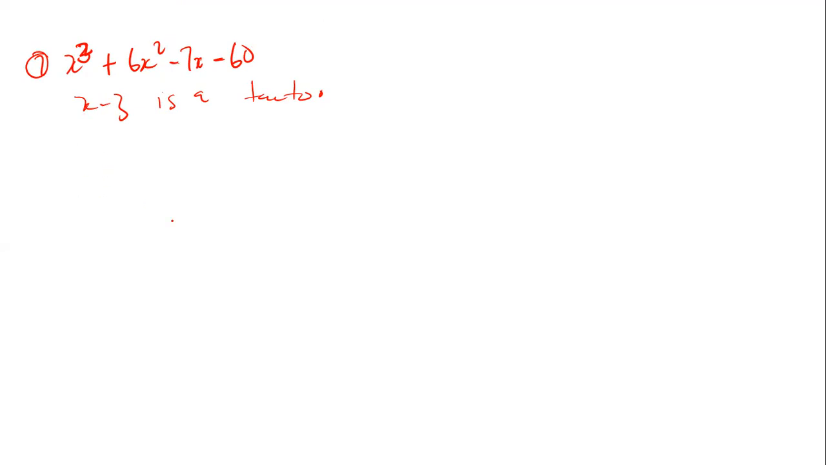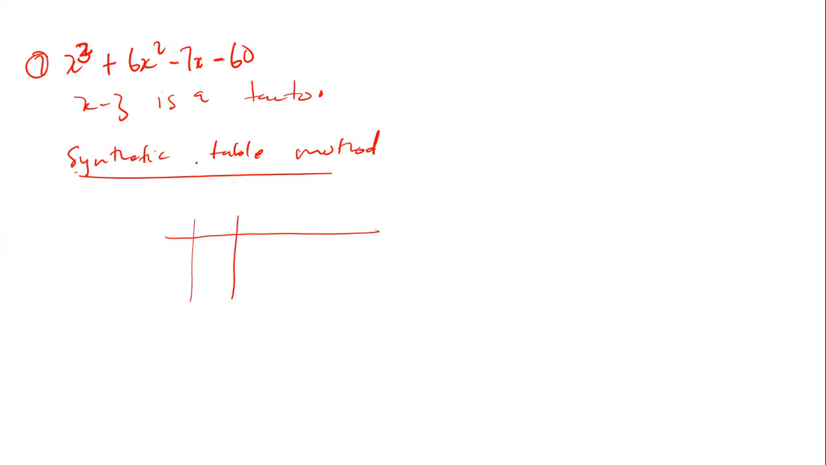Now, if we want to use a synthetic table method, it is still fine if you do not want to use the long division method. So now, when you do your synthetic table method, we're going to take the coefficients of our expression. The coefficient of x to the power of 3 is 1. I'm going to write it over here. The coefficient of x squared is positive 6. I'll write it over here. The coefficient of x is negative 7. I'm writing it over here. And this is a constant, which is negative 60. I'm going to write it over there.